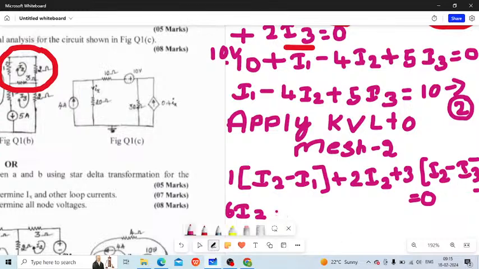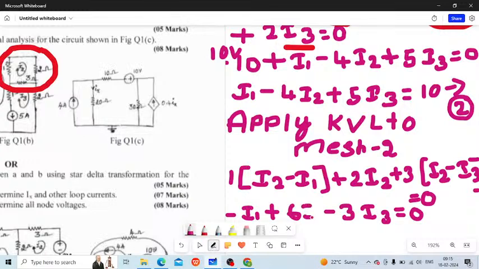Now it is 6I2 minus I1 minus 3I3, which is equal to 0. Or I can write it as minus I1 plus 6I2 minus 3I3. I hope you got it. I have to write it in an order. Okay, so this is my equation number 3.